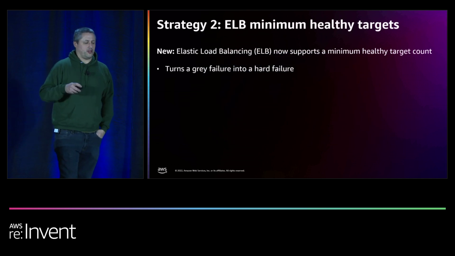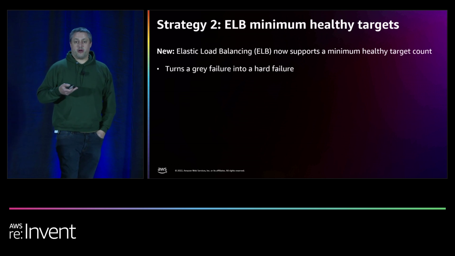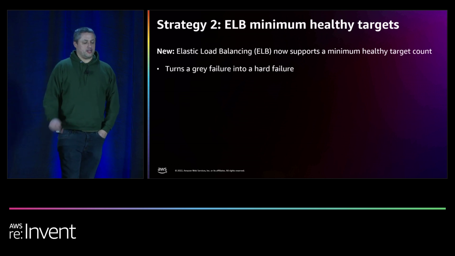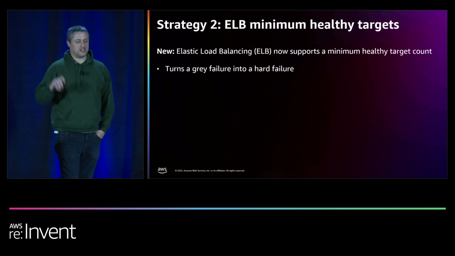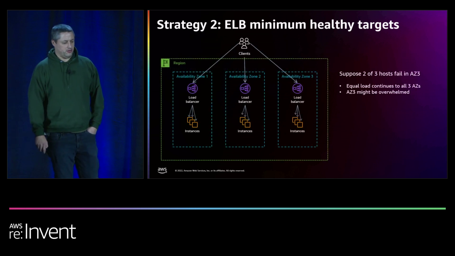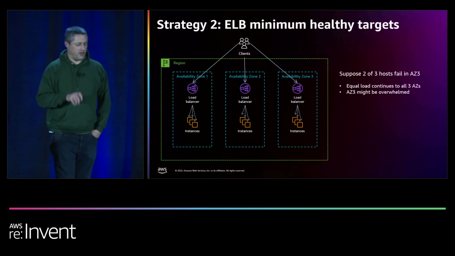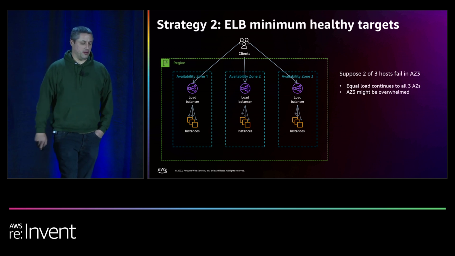So the second strategy, or the second useful feature, which was literally launched last week by ELB, is a very specific case of handling one gray failure and turning it into a hard failure. And it's to set, per availability zone, the minimum healthy targets. So a picture makes this much easier to understand. Let's say we have this application. We have 3 hosts in each AZ, and we're getting more or less even load in each availability zone.